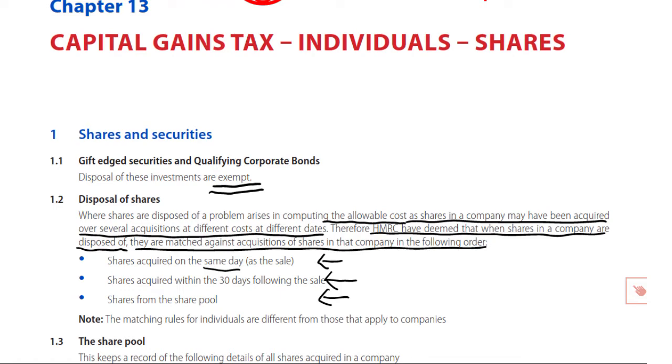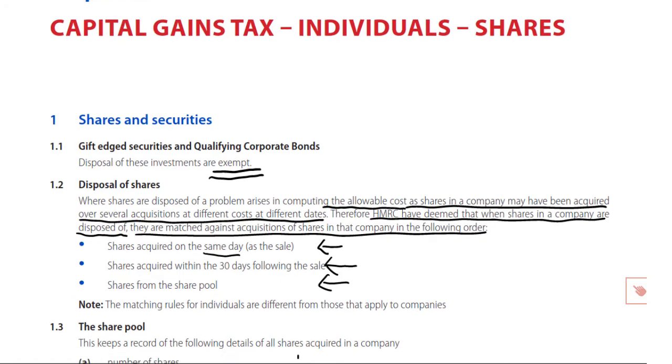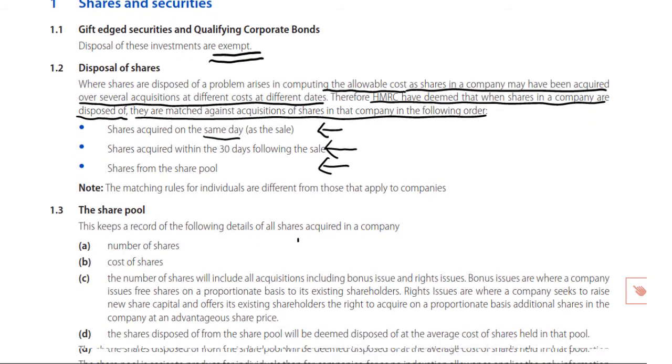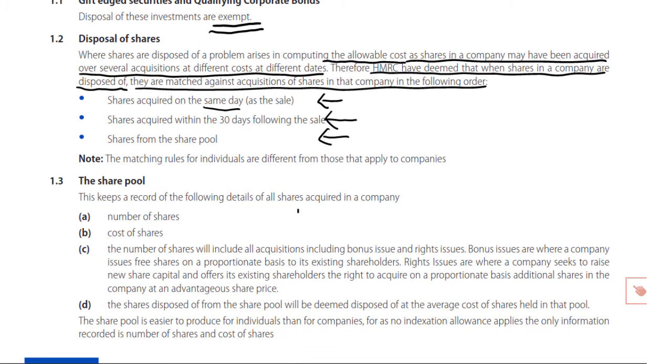It seems like a perfectly reasonable basis to use. They'll come out on an average cost. So we use a share pool. It's a weighted average basis to determine cost, rather than something like first in, first out or last in, first out. These matching rules are in fact different from those that apply to companies, but again, as we said, at the moment we are dealing with individuals, not companies. Corporate tax and capital gains await us later on in our studies. So most of the work is on the share pool.